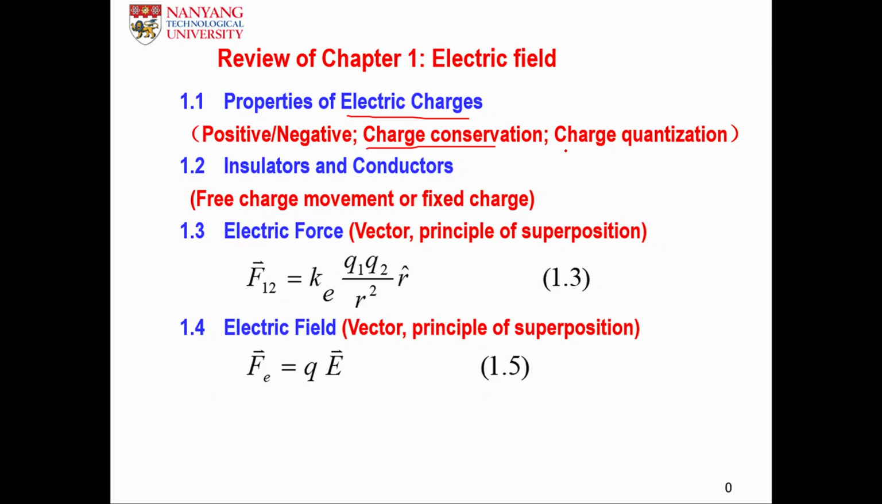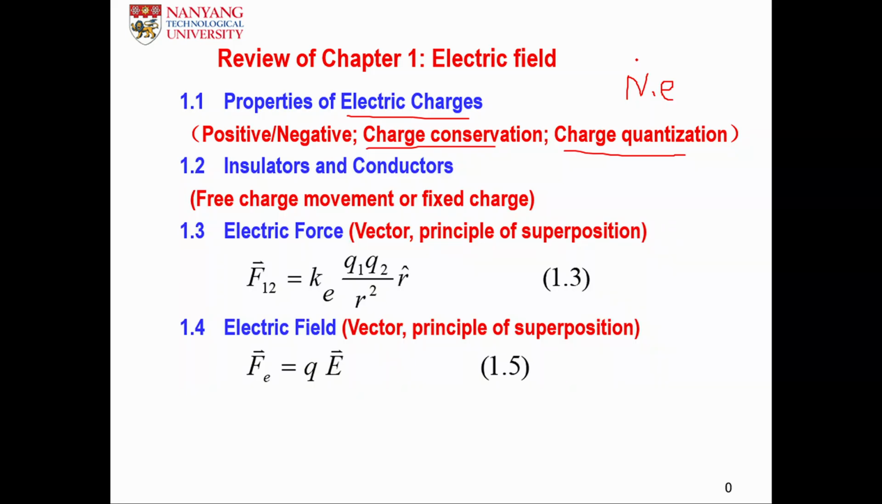The third property is the so-called charge quantization. It means the exact amount of charge carried by any object can only be a quantized number, which equals capital N times e. This capital N is just an integer, which can be positive or negative, while e is the charge carried by one electron. This is the so-called charge quantization, the three most basic properties of electrical charge.